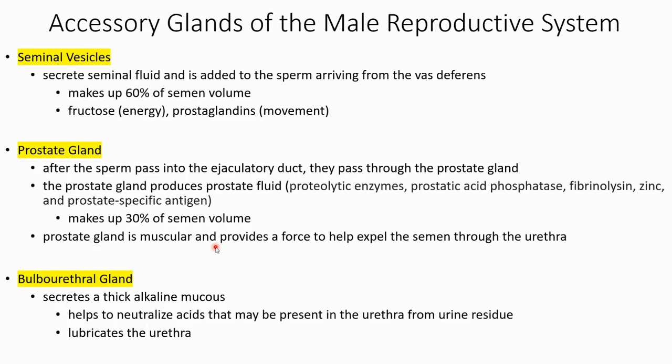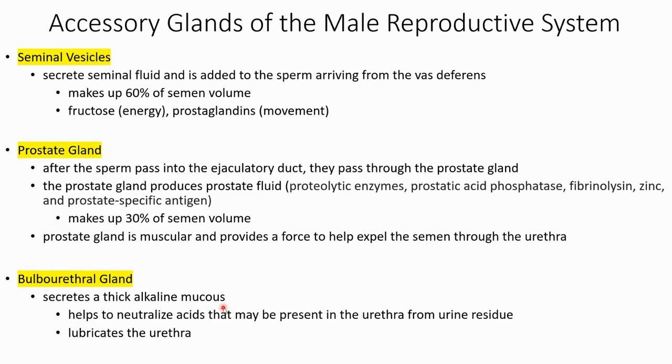Remember, the male urethra is longer than the female urethra. Now, you're also going to have fluid coming from the bulbourethral gland. This is an alkaline mucus type substance. It's going to help neutralize acids that could be present in the urethra from the urine residue. Remember, in males, the urethra is also for urine transport. So to help neutralize that, that's what the mucus from the bulbourethral gland will help with. It also helps lubricate the urethra.